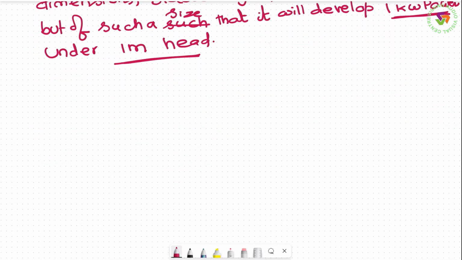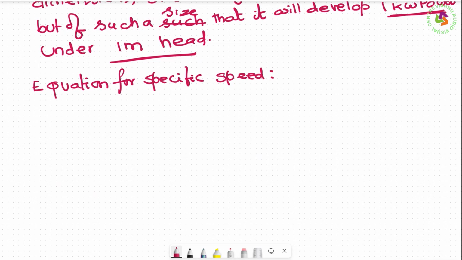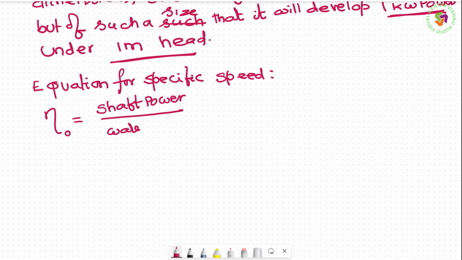So what is the equation for specific speed? First, we already know the overall efficiency. If the overall efficiency of a turbine is eta 0, we know that this overall efficiency is equal to the shaft power divided by the water horsepower. So shaft power we write as P, divided by the water power, which we write as gamma QH.